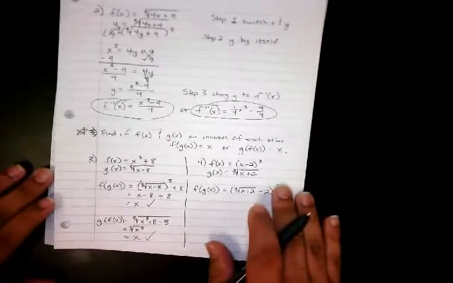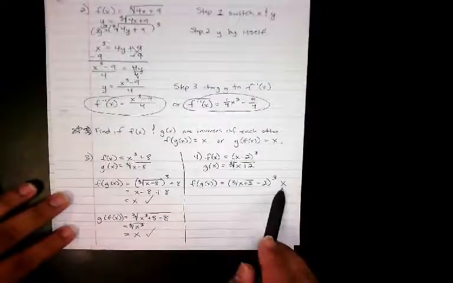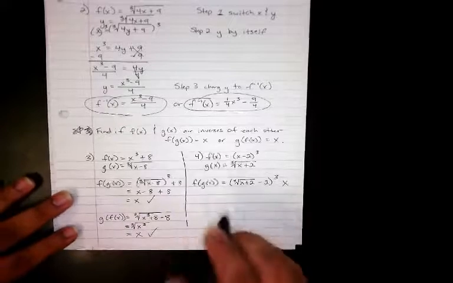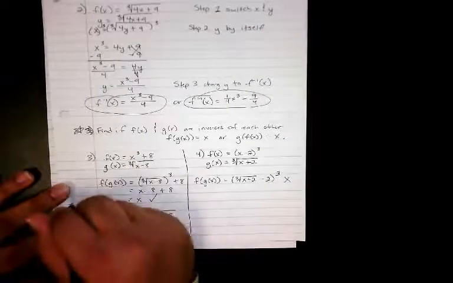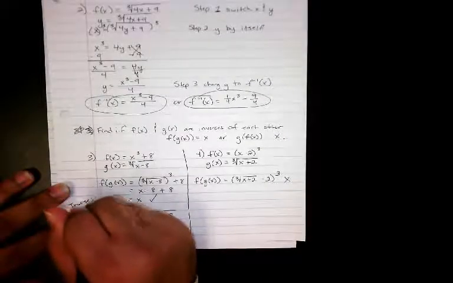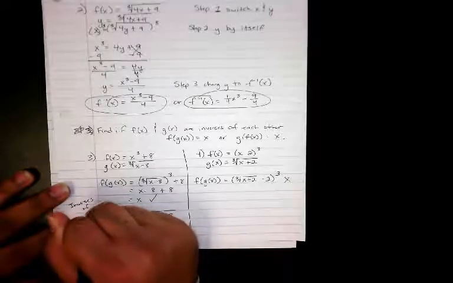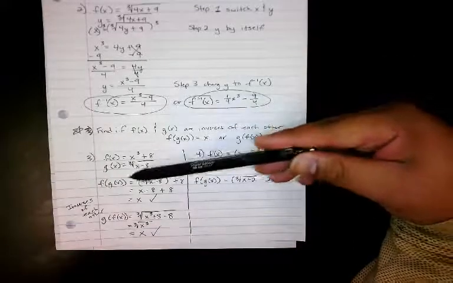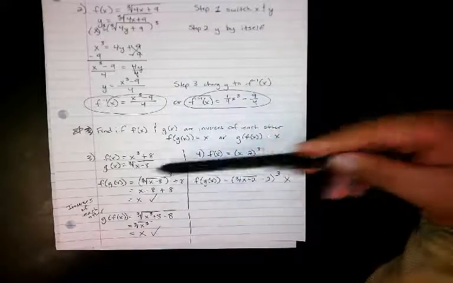Okay, we're going to go back to number 3. Okay, this one is not true. It's not going to be true, so they're not inverses of each other. Okay, so you can put inverses of each other. Okay, and then I'm gonna explain it real quick. All right, so again, so we took the first one, right? We're trying to find f of g of x.